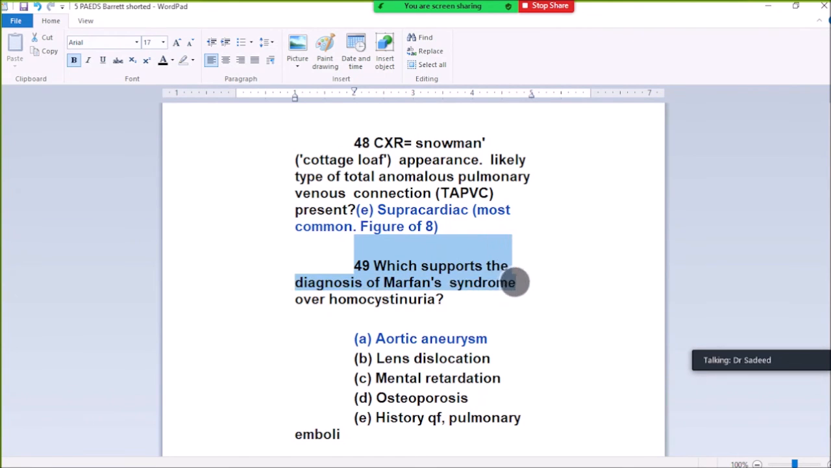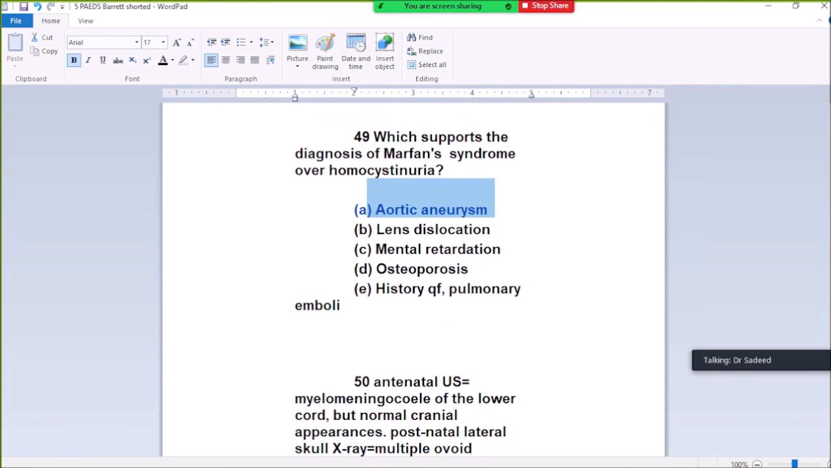49. Which supports the diagnosis of Marfan syndrome over homocystinuria? Aortic aneurysm is seen in Marfan syndrome and not in homocystinuria. The rest are seen in both: lens dislocation, mental retardation, osteoporosis, and history of pulmonary emboli are seen in both Marfan syndrome and homocystinuria. But Marfan syndrome has aortic aneurysm because it has a bicuspid aortic valve.